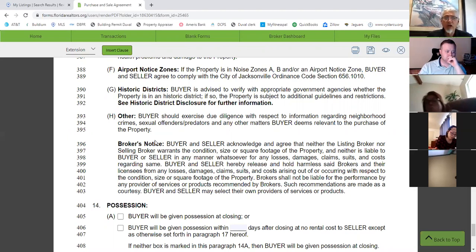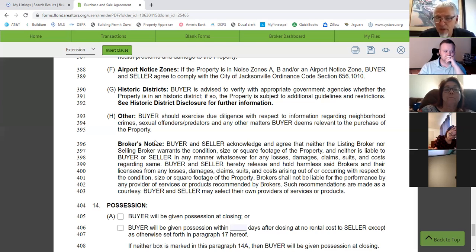Broker's notice. You love this. Always refer them to line 396. We ain't responsible for nothing, baby. Broker and seller acknowledge and agree. Buyer and seller acknowledge and agree that neither the licensed broker nor the selling broker warrants any condition, size, square footage of the property. Neither is liable for any differences regarding the same or any loss, damages, claims, suits, costs. The seller and buyer agree to hold us harmless and our licensees from any loss, damage, or cost arising out of or incurred with respect to the condition, size, square footage of the property.